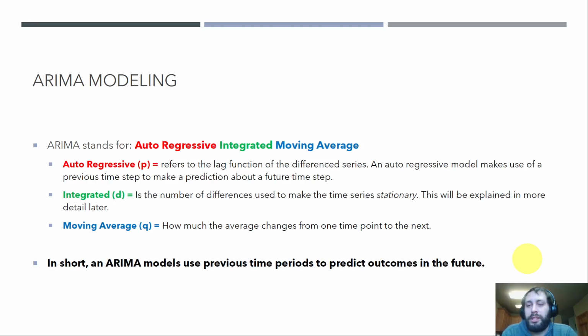The integrated portion, otherwise known as the D, is the number of differences used to make a time series stationary. And we'll be explaining what it means to have a stationary data set a little bit later. And then additionally, moving average, also known as your Q, which is how much the average changes from one time point to the next. So in short, an ARIMA model uses previous time periods to predict outcomes in the future. So it's using what it knows to predict and forecast into the future.